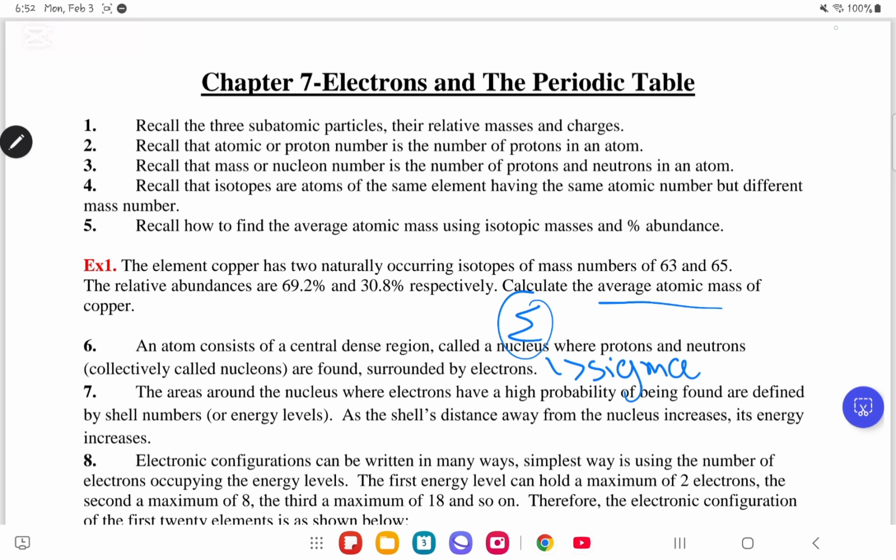A sigma notation. This means the sum of what? Of the mass numbers of the isotopes. So I'm just gonna say mass number times the abundance. But the abundance should be what? Over 100 because it is a percentage. So in this case, we're going to do the sum of the mass number times abundance.